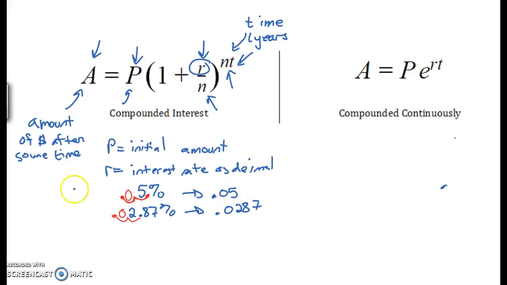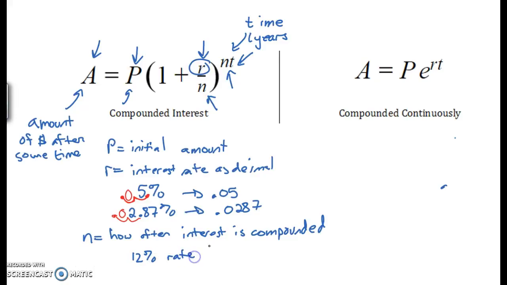And then this N is the trickiest part. This N represents how often the interest will be applied, how often interest is compounded. I don't want to get too into this because it's going to be a real snooze fest if I do, but basically when banks or credit cards apply interest, they don't do it at the end of the year. Let's say they give you a 12% interest rate. What they'll say is compounded quarterly.